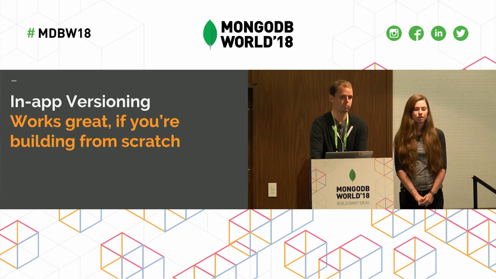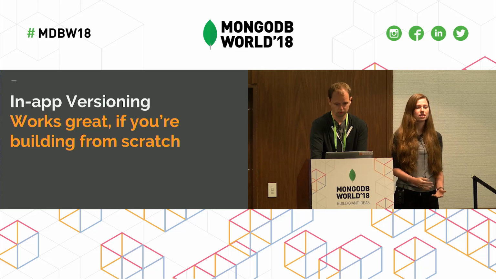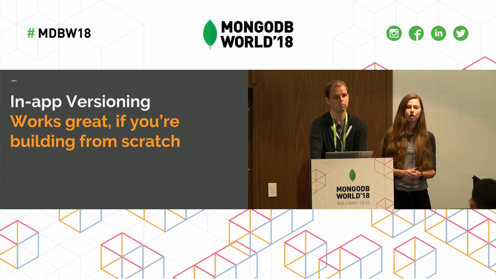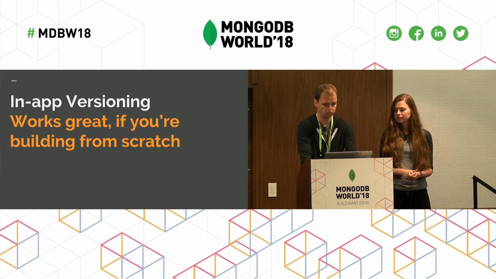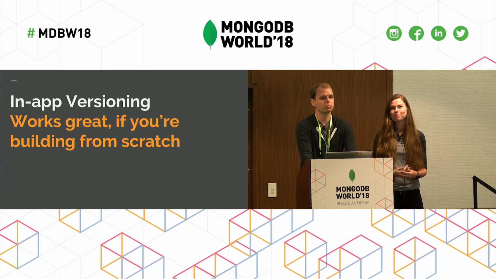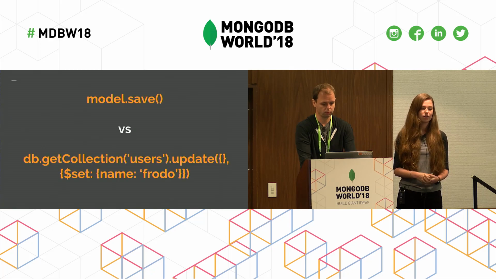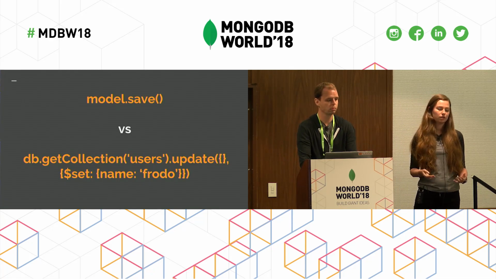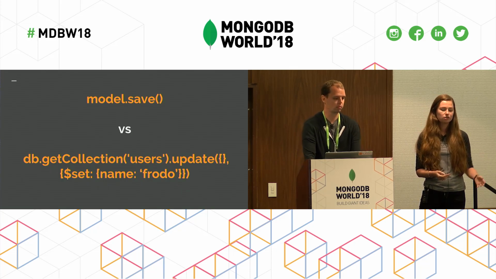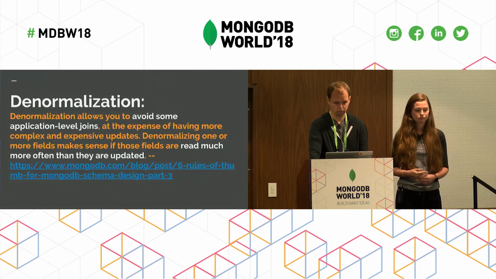Then we looked at in-app versioning. This would have worked great if we were building something from scratch, but given that we have so many different teams, so much legacy code, we also use a lot of Mongo raw queries, which I'm going to get into a little bit later. In this case, for a raw Mongo query, what I mean is it's a query that's not created by our ORM, mongoose. An example of this: mongoose would do a model.save, whereas we like to use db.getCollection for users, and then we would update and set the name to Frodo.